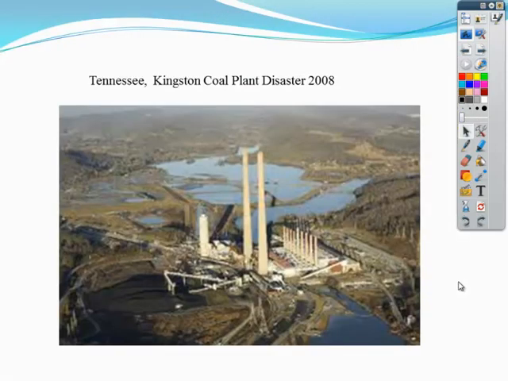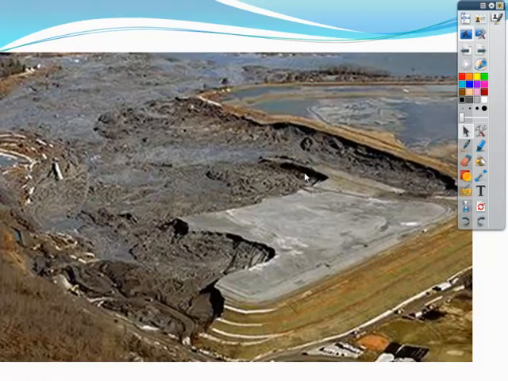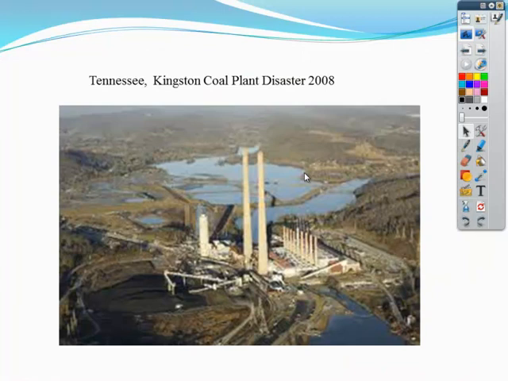Not only that, but there's also another problem which is going to be demonstrated here with the Kingston coal plant disaster of 2008. And what you see here is a picture of the Kingston coal-burning power plant. But if you look in the background, you see what looks like ponds. And I apologize again. We'll try that one more time. Okay, I'm not going to bother editing, so you have to put up with my mistakes. But back here, you could see the ponds.